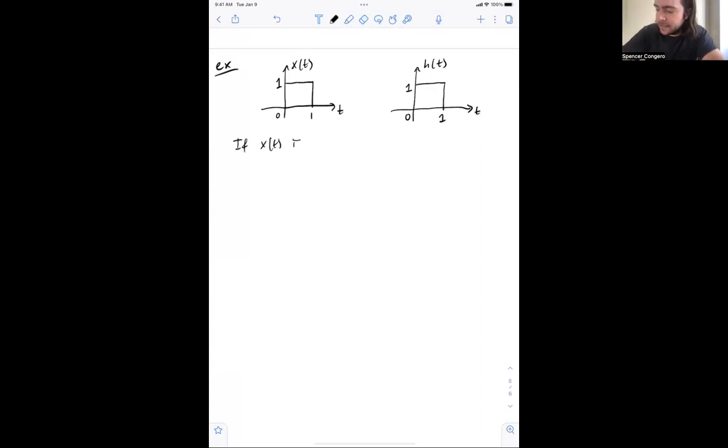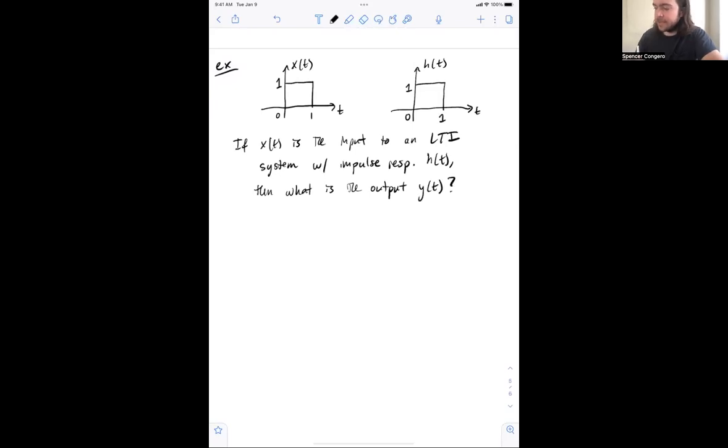So if x of t is the input to an LTI system with impulse response h of t, then what is the output y of t? That's what we're going to answer now, because we know the output is the convolution, right? The output y of t, we proved this in a previous video, is x of t convolved with h of t, which is the integral of x of tau, h of t minus tau, d tau. Okay, so this is what we have to compute.